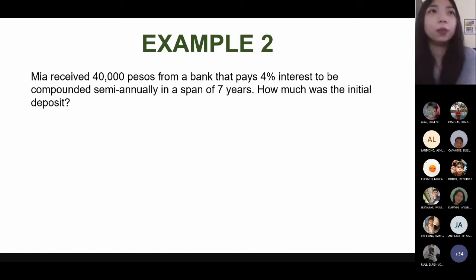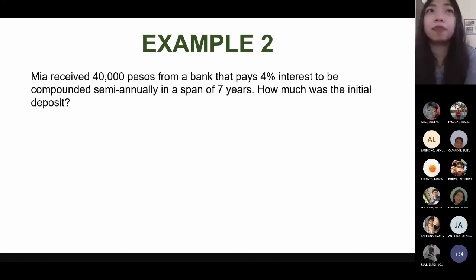So this is our example number 2. Mia received 40,000 pesos from a bank that pays 4% interest to be compounded semi-annually in a span of 7 years. How much was the initial deposit? Again, our first step, anong ginagawa natin dyan? Dinedetermine natin yung given and yung required. So Mia received 40,000 pesos.